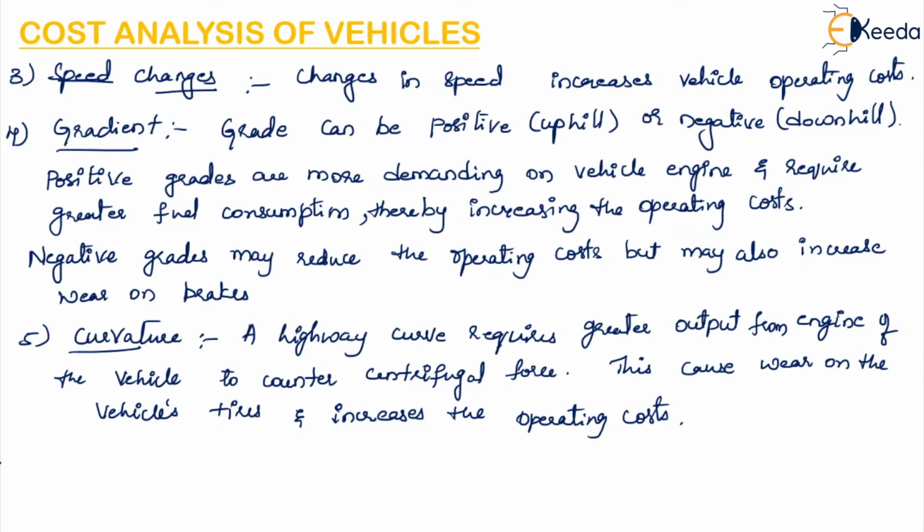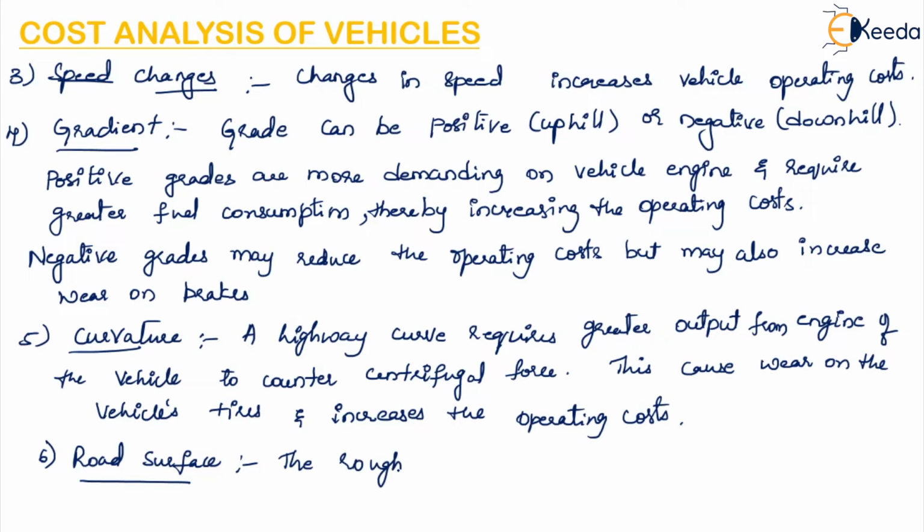The next parameter is the road surface. So the roughness of the road can affect the vehicle operating cost by affecting rolling resistance. So rough surfaces will reduce speed and require greater fuel consumption. Thereby they will increase the wear on the vehicles and also increase the maintenance cost. So rough roads will increase the operating cost.